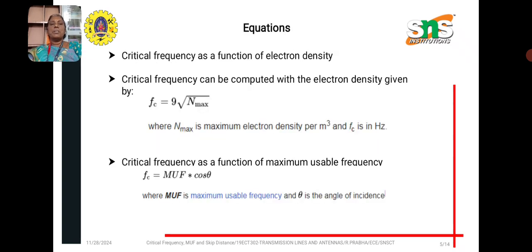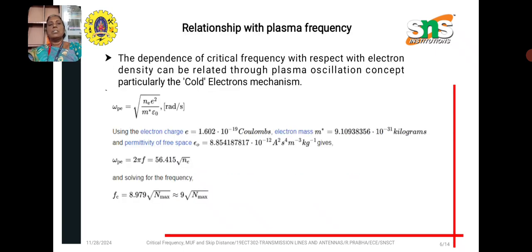Critical frequency as a function of electron density is given by the expression Fc is equal to 9 root of N max. Here N max is maximum electron density per meter cube and Fc is in hertz. Critical frequency as a function of maximum usable frequency: Fc is equal to maximum usable frequency multiplied by cos theta, where MUF is the maximum usable frequency and theta is the angle of incidence.